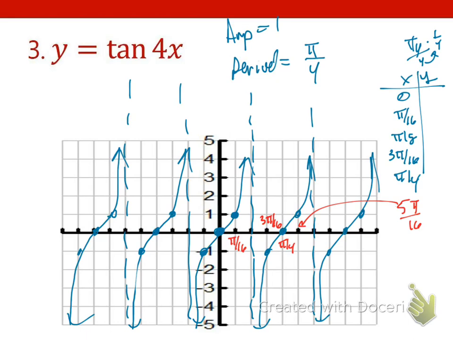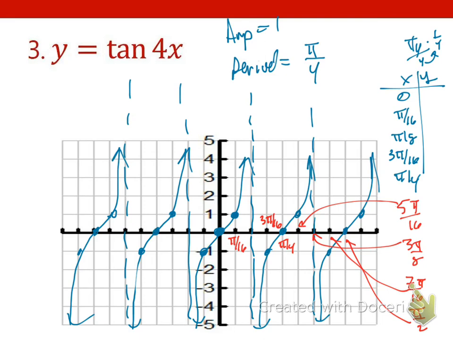6 pi over 16 reduces to 3 pi over 8, which would go here. And then what is that? 7 pi over 16, which would go here. And then 8 pi over 16 is pi over 2, which would go there. Okay? Which kind of makes some sense.